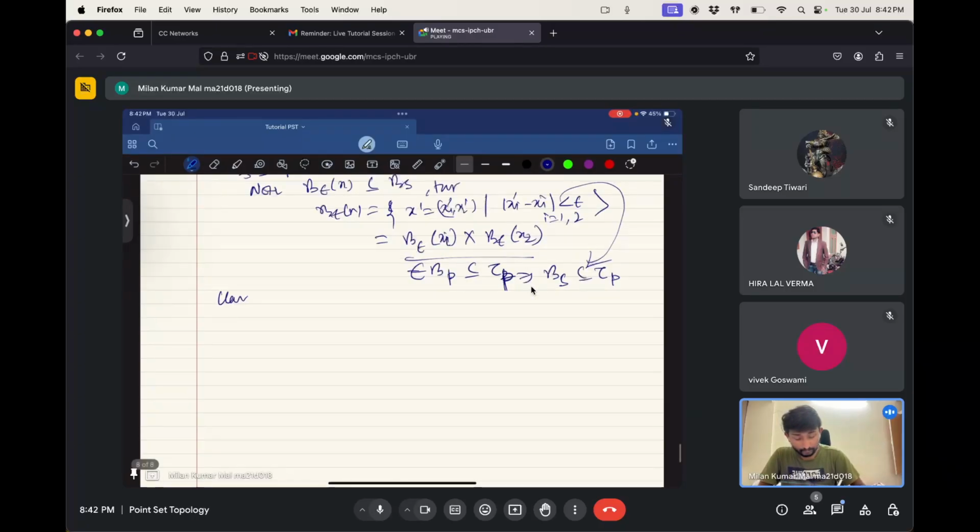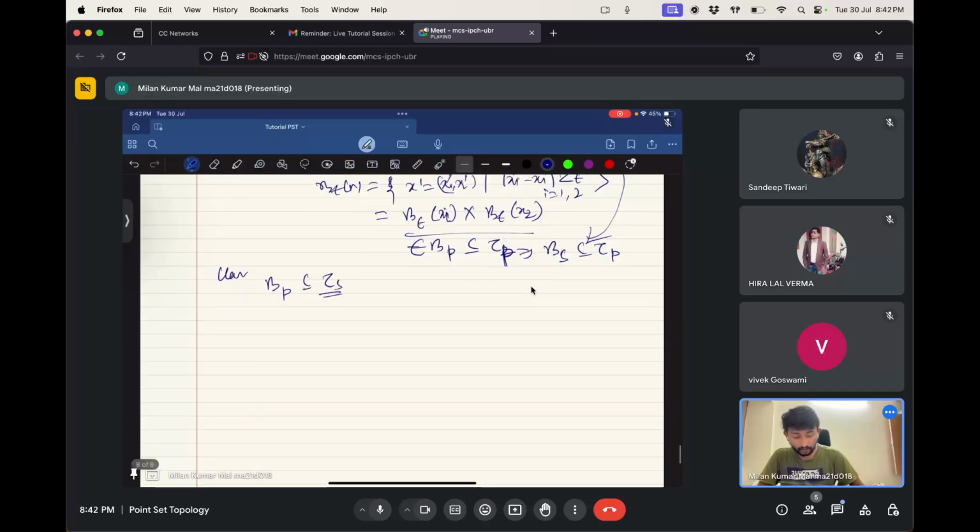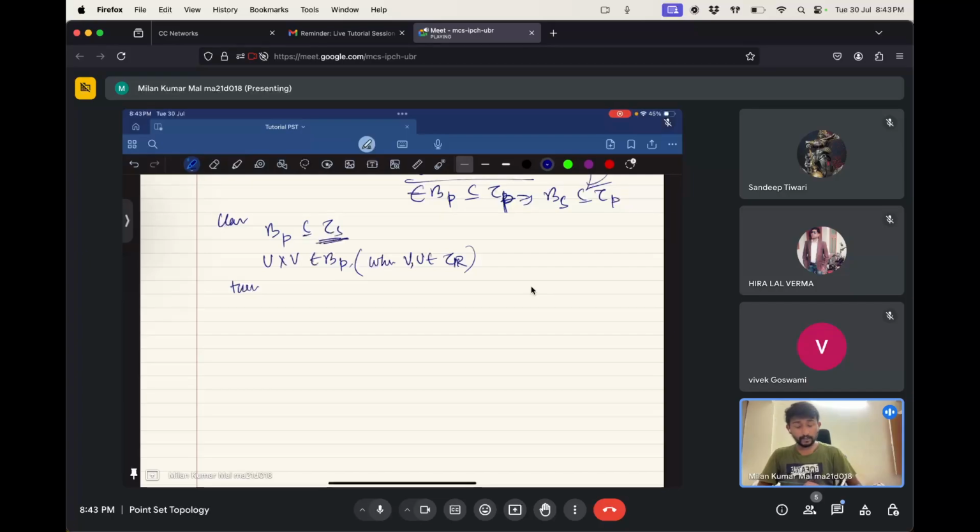Now claim that Bp, the basis of the product topology, is contained in tau of the standard topology. Let U cross V belong to the basis of the product topology, where U and V both belong to the standard topology. Then I want to prove that it is contained in the standard topology of R square. Then for every x equals x1 comma x2 belonging to U cross V.